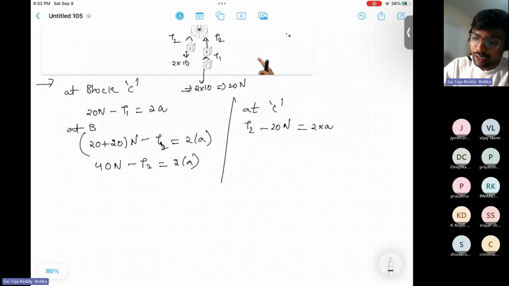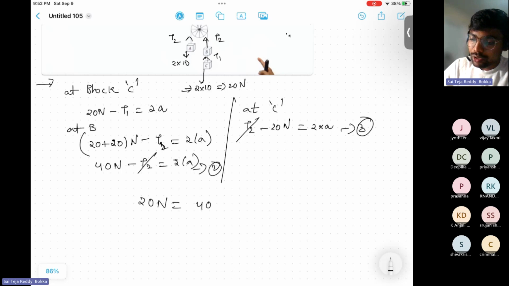So when you are resolving equation number 3 and equation number 2, minus T2 plus T2 will be cancelled. 40 minus 20 will be 20. 20 newtons is equal to 4 times A. So A is equal to 5 meter per second square. We are getting the same thing, right?